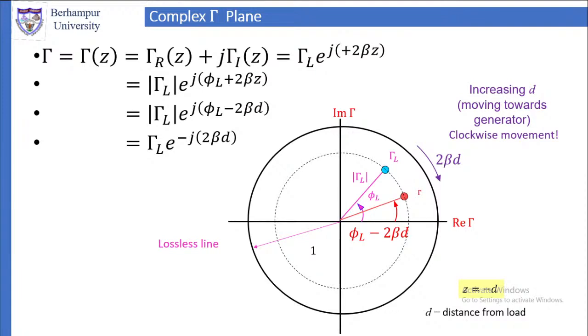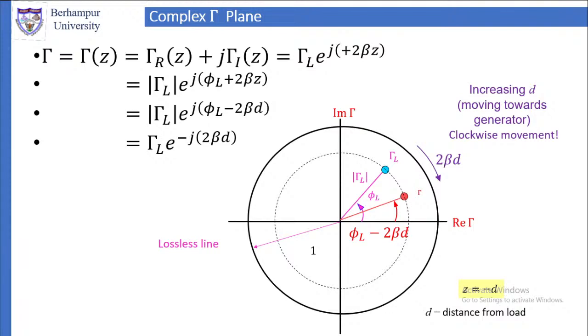Then draw a line from the origin, making that angle phi L. The length of that line should be the absolute value of gamma L. So that gives you the circle. That is the dotted circle, and that point is your gamma L point.